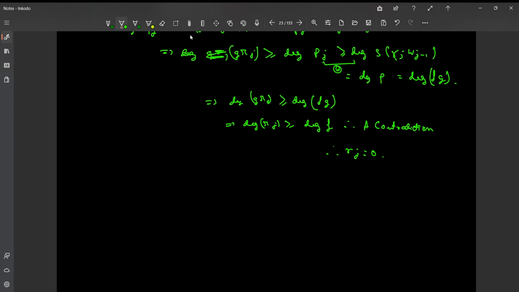Therefore Rj should be 0, but we had chosen J to be the maximum index such that Rj is non-zero. So we obviously reach a contradiction again, right? Therefore Rj must be equal to 0, which implies Ri must be equal to 0 for all i. Again a contradiction to the fact that J was the largest index such that Rj is non-zero. So we finally conclude that Ri must be equal to 0 for all i. Is it clear? So if Ri is equal to 0, then that means F divides Gi for all i.